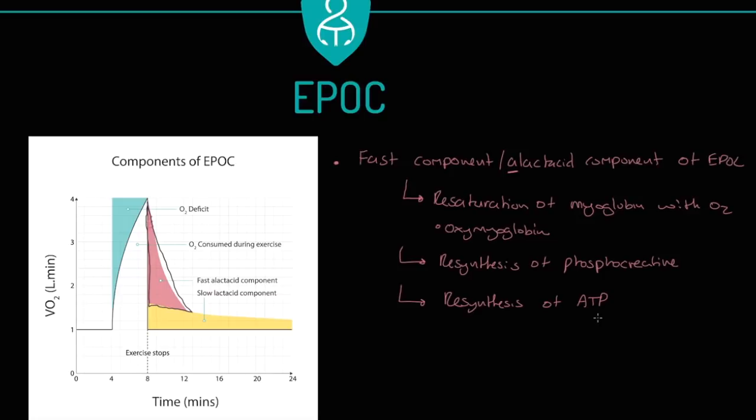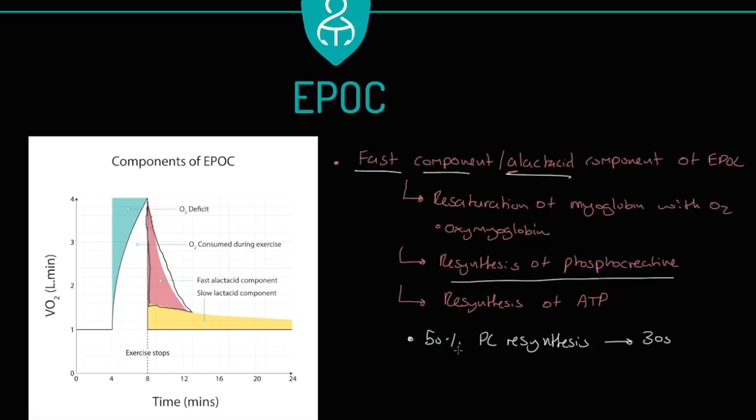Now, a couple of other little details. Let me just change colors. Still talking about the fast component, the alactacid component. Things that I'd like you to know about this is that 50% of PC resynthesis takes 30 seconds. So if we take this point here, resynthesis of phosphocreatine, we're saying that 50% of total resynthesis of our total store takes 30 seconds.